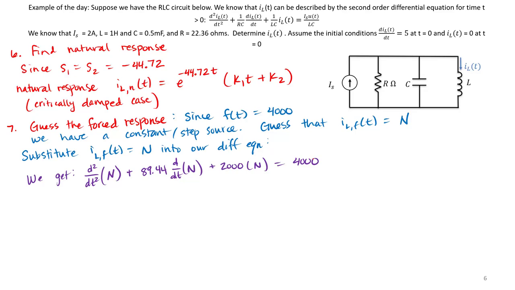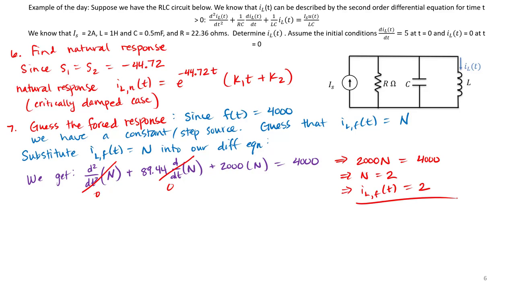So remember that the derivative and second derivative of a constant is just 0. So those first two terms go away, and we are left with 2,000 n equals 4,000. We determine that the value of n must be equal to 2. So our forced response, iL,f of t, is just 2. We're almost finished.